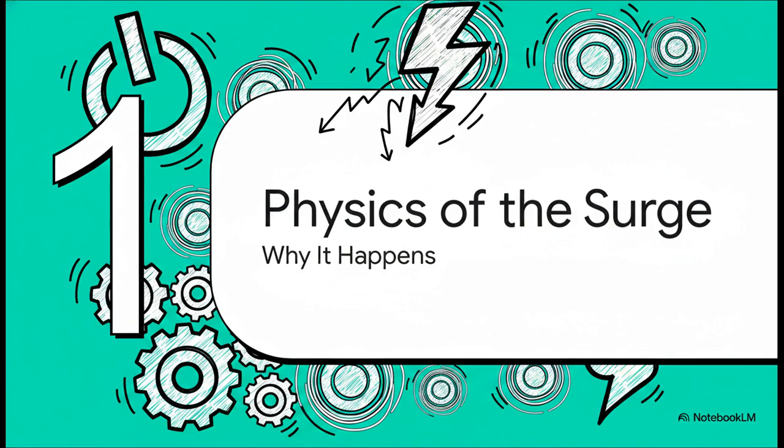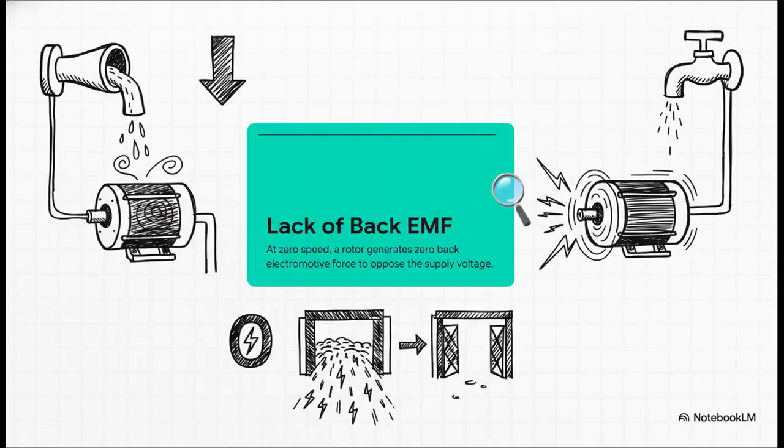All right, Section 1, the physics behind the surge, why it happens. Let's get into the invisible mechanics of it all. First up is this concept called lack of back electromotive force, or back EMF. Think of it like this. When an electric motor is spinning, it acts a bit like a generator in reverse. It creates a force that pushes back against the incoming electricity, which naturally limits the current being drawn.